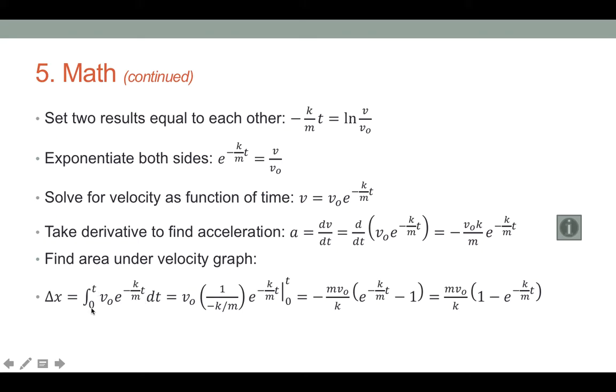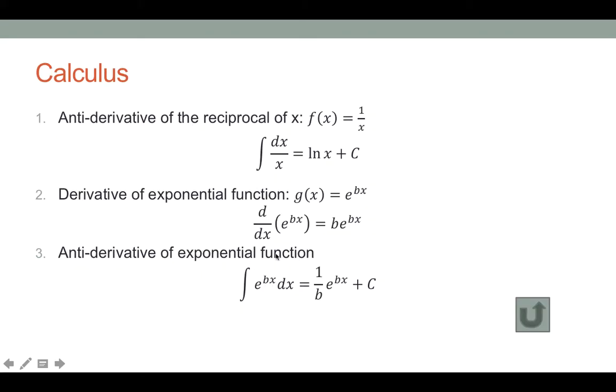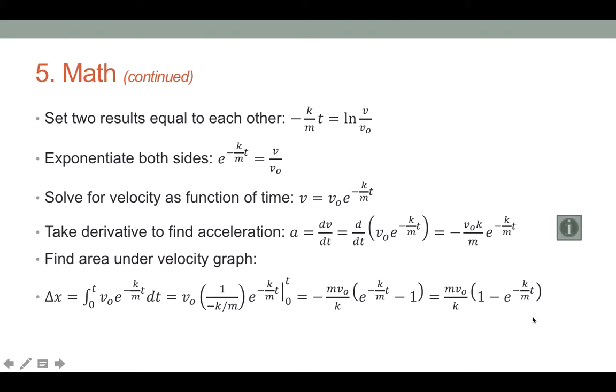And again, we're going to integrate from our beginning time, t equal to 0, and find out where it is at some later time, t. And here again, we're going to take advantage of the fact that here we have the integral of an exponential. And the integral of an exponential is this third equation right here. And it's 1 over the constant times e to the bx. And here we're going to have a definite integral, so we won't have a constant of integration.